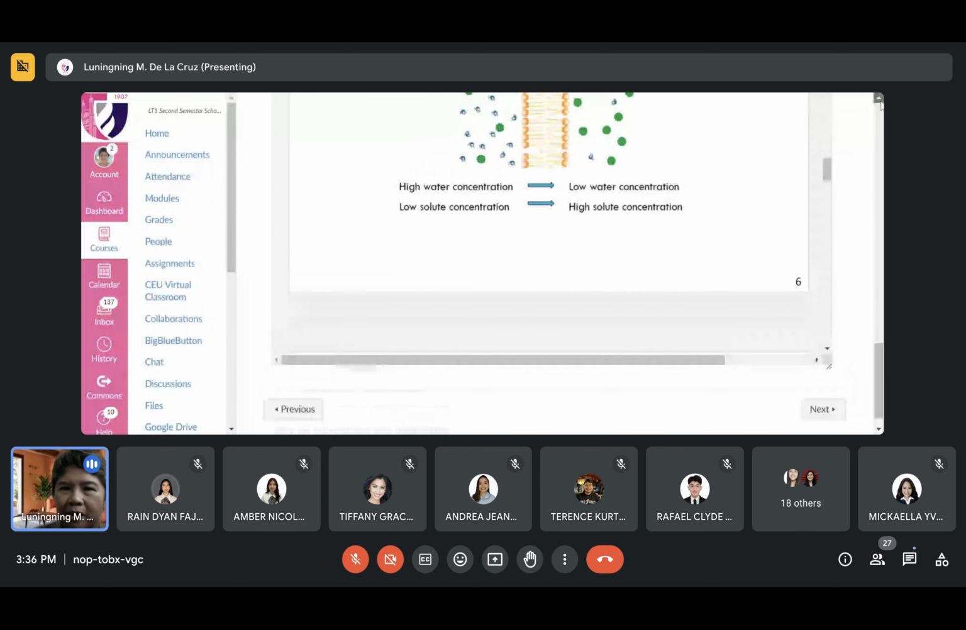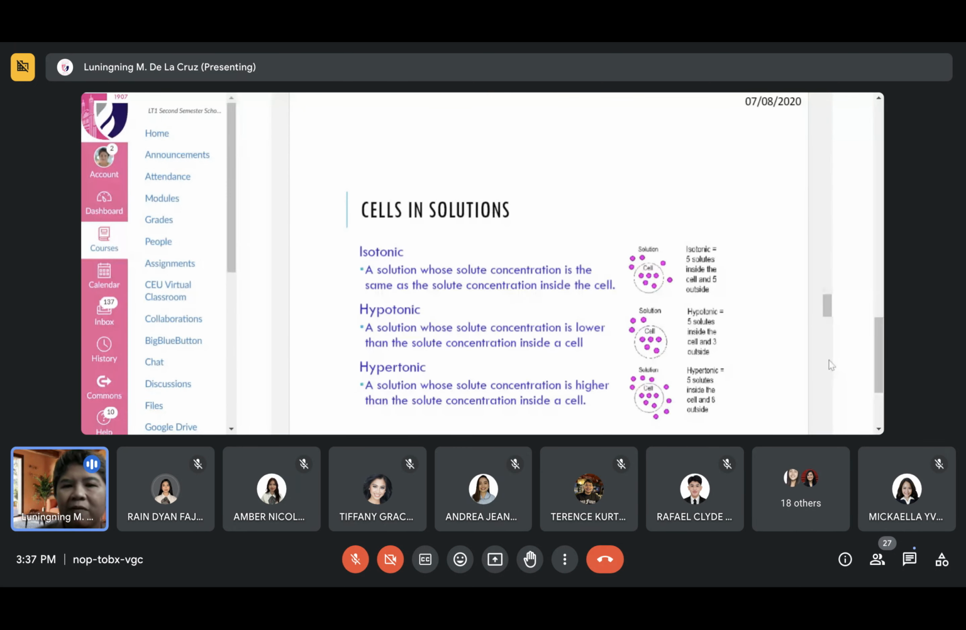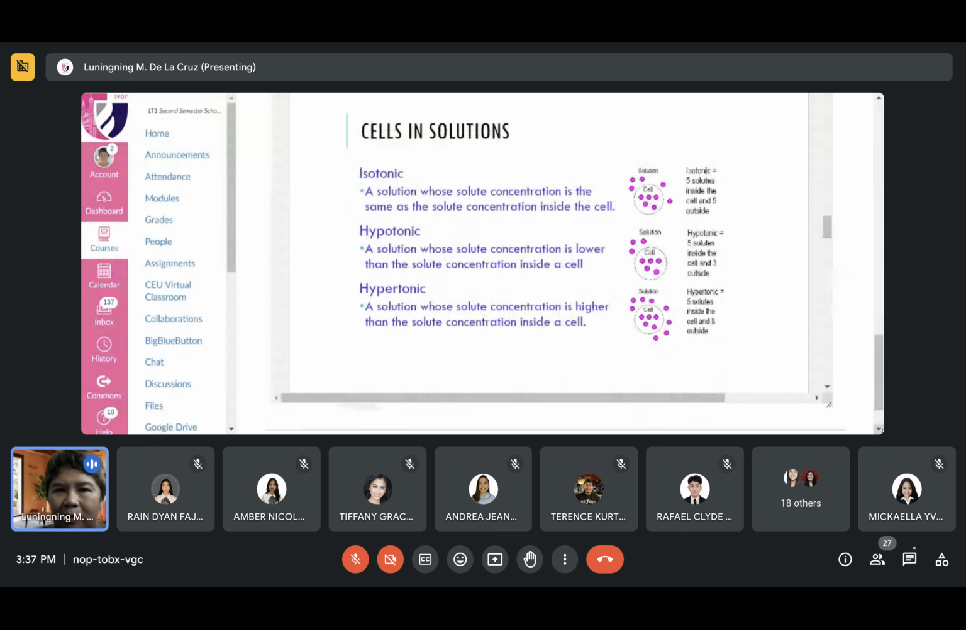This one shows the movement of water from high water concentration to low water concentration. The side with high water concentration has low solute, and the side with low water concentration has high solute concentration. So we have different kinds of solution: isotonic solution, hypotonic solution, and hypertonic solution. Class, for a while, kindly analyze the illustration. I'll be back. Excuse me for a while.